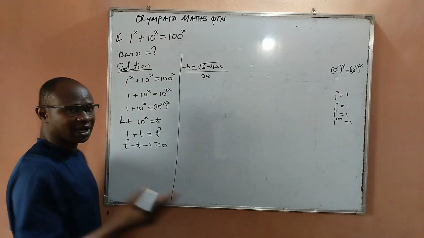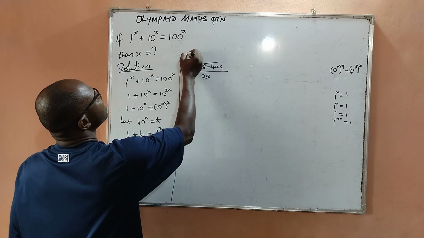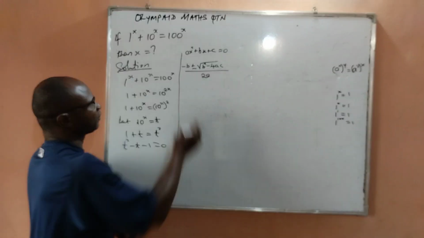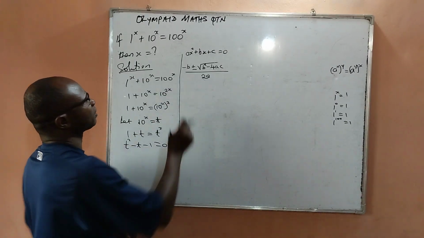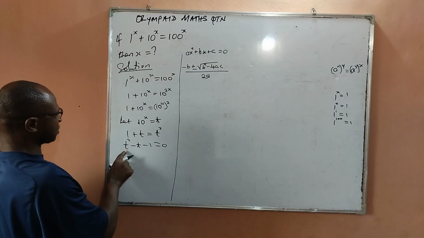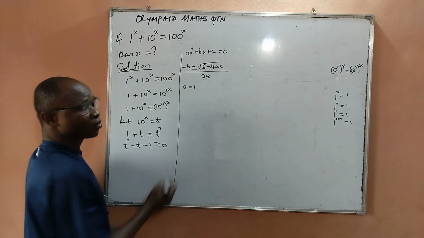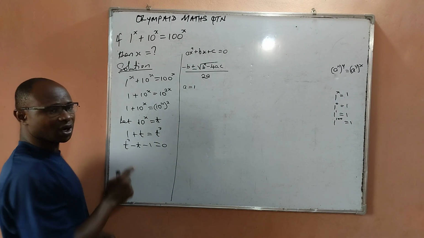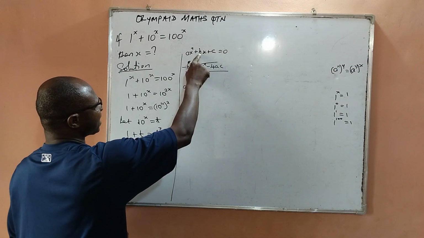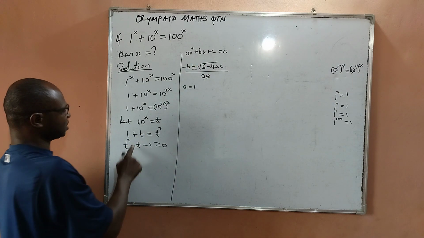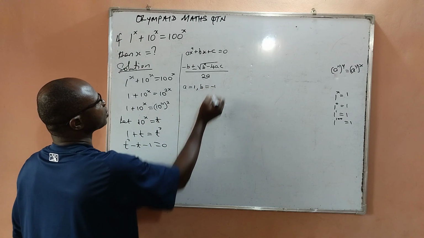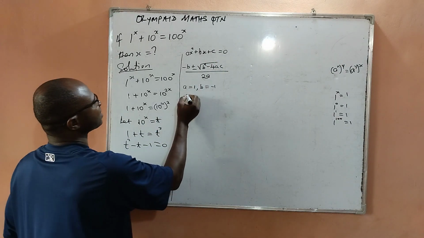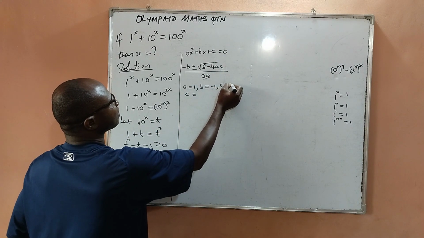And from this quadratic formula, going by the format of a quadratic equation, that is ax squared plus bx plus c equal to 0, if you compare this with this, you can now agree with me that the coefficient of t squared will make our a equal to 1. Likewise, the coefficient of t is negative 1, so I say b is equal to negative 1. And lastly, c here is minus 1, so we can say that c is equal to minus 1.